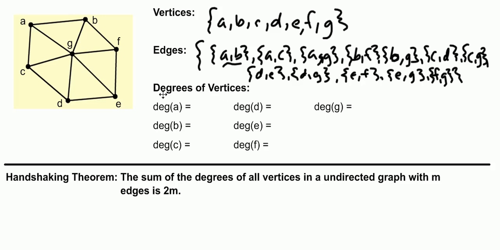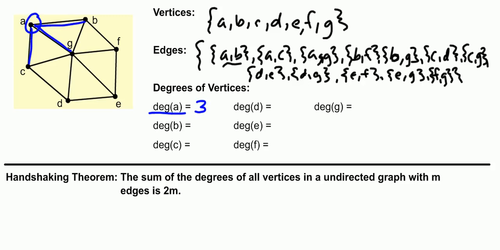The degree of a vertex for an undirected graph is the number of edges that are incident or coming out of that vertex. So let's start with the vertex A over here. If we look at the vertex A, there's 1, 2, 3 edges coming out of it. So the degree of A will be 3.